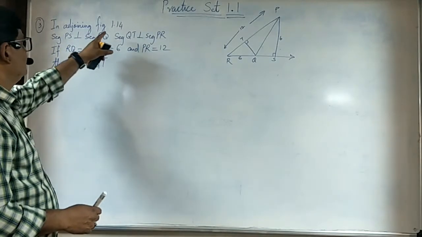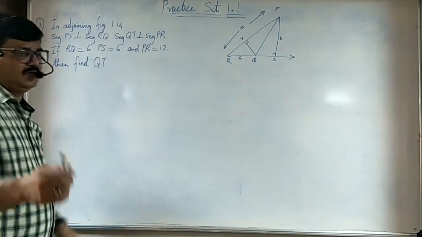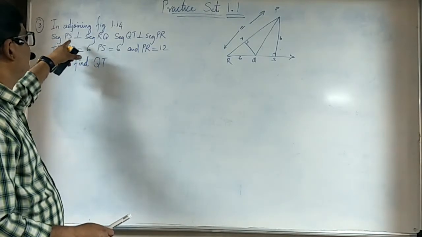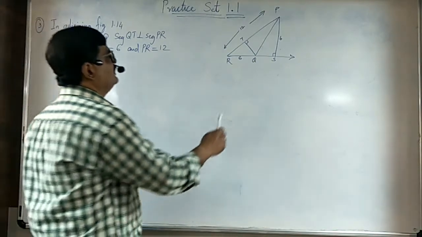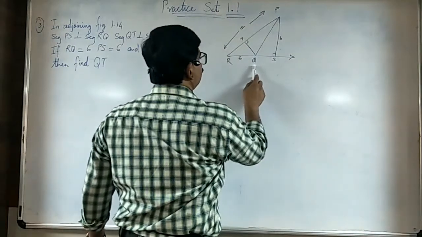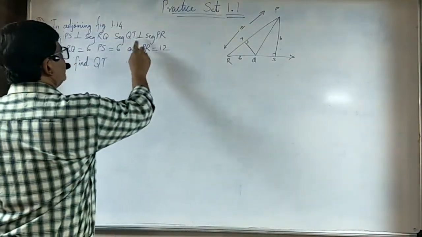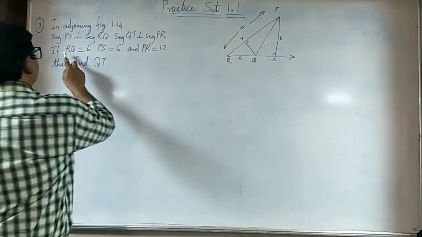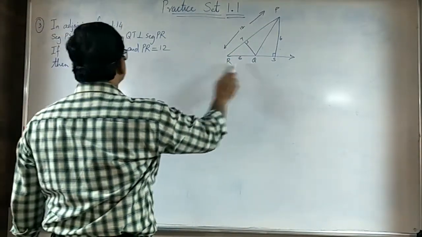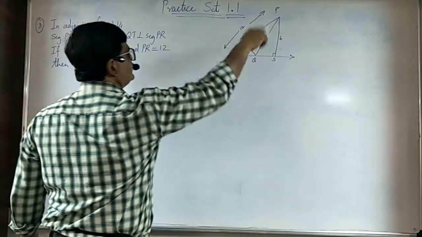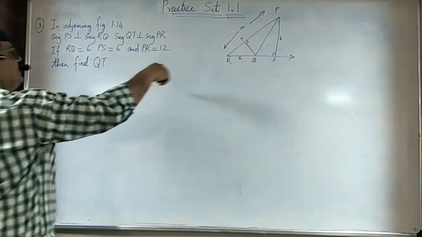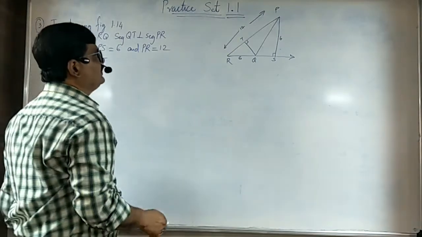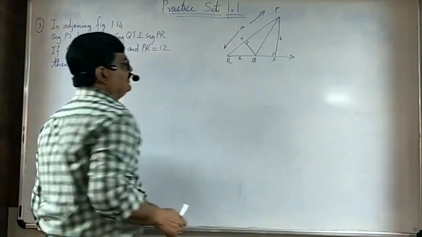In the adjoining figure 1.14, which is the figure number in your textbook, they have given that seg PS is perpendicular to seg QR. Can you see that over there? Then seg QT is perpendicular to PR. They have given RQ as 6, PS as 6, and the value of PR they have given as 12. And they told us to find the value of QT.